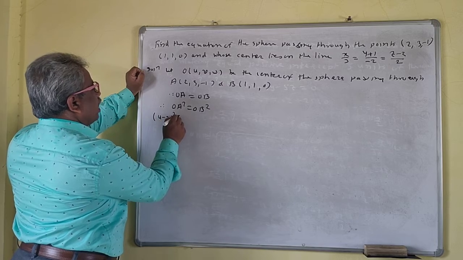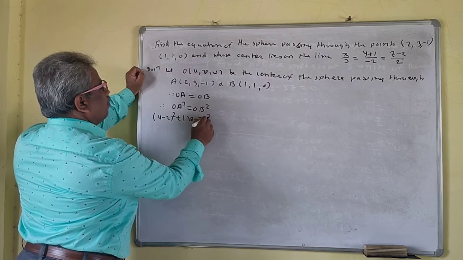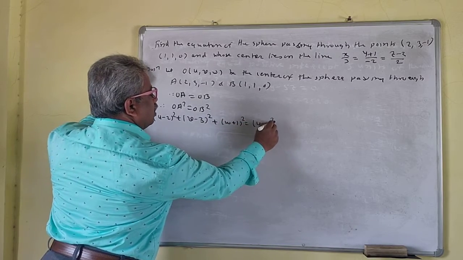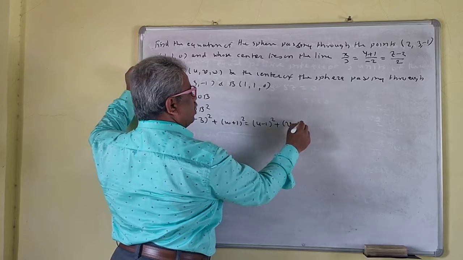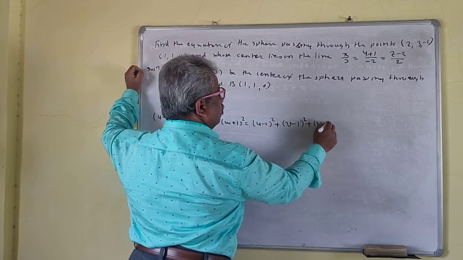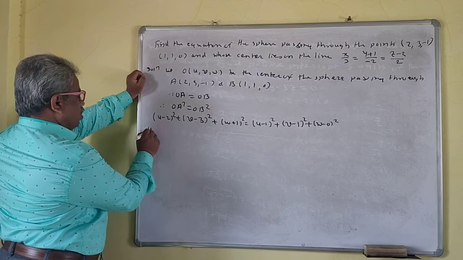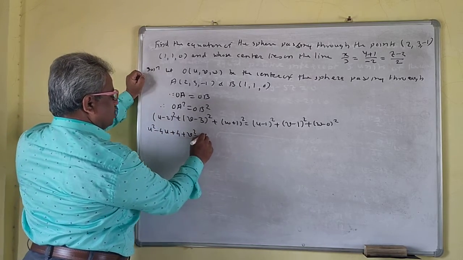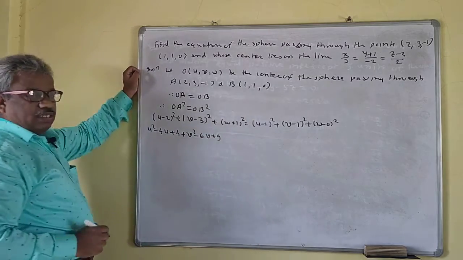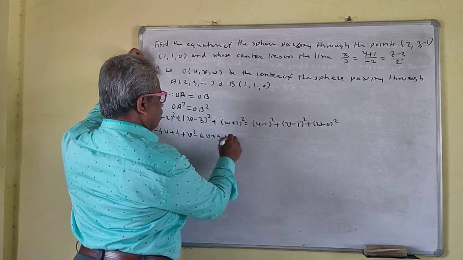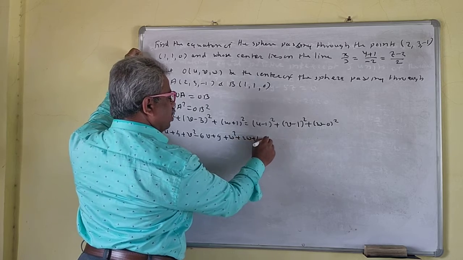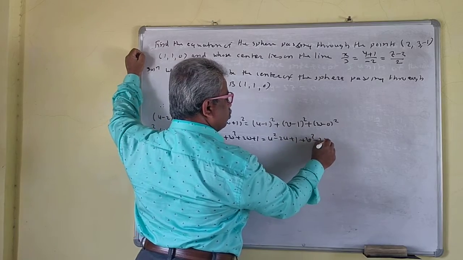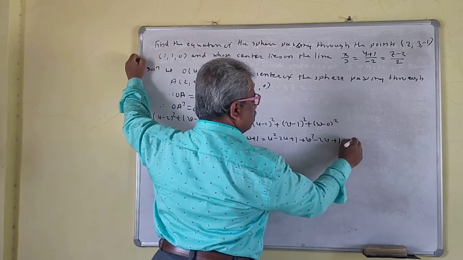(U minus 2) whole square, (V minus 3) whole square, (W plus 1) whole square, (U minus 1) whole square, (V minus 1) whole square, (W minus 0) whole square. Okay, so this is U square minus 4U plus 4, V square minus 6V plus 9, plus W square plus twice W plus 1, equals U square minus twice U plus 1, V square minus twice V plus 1, plus W square.